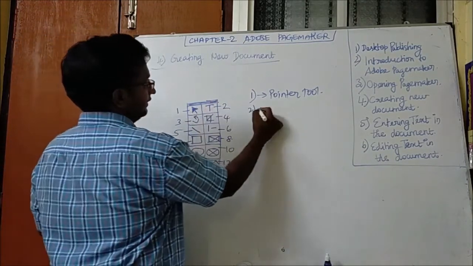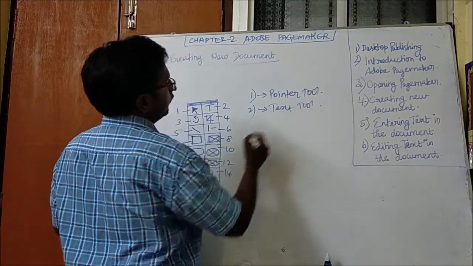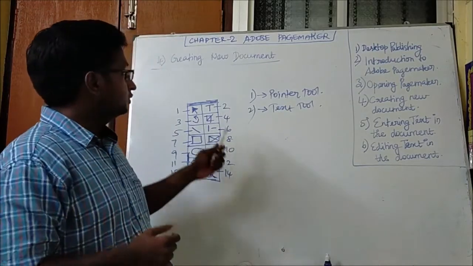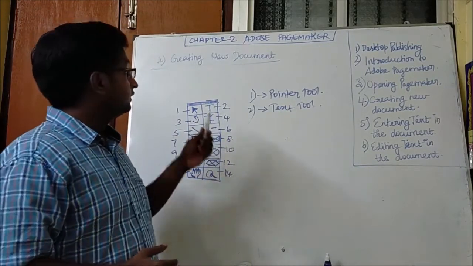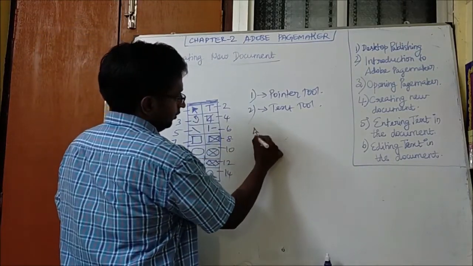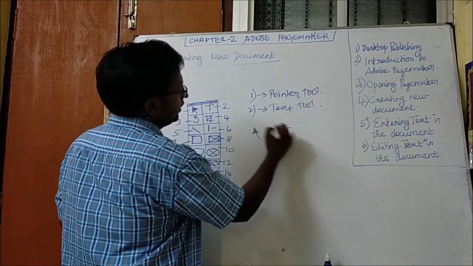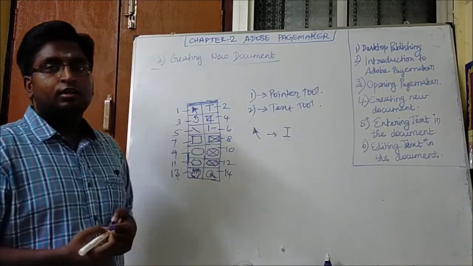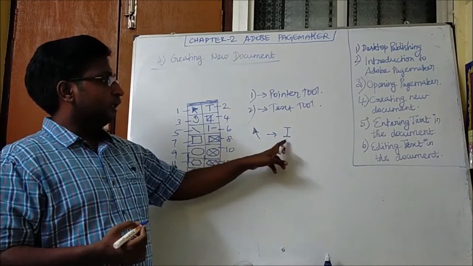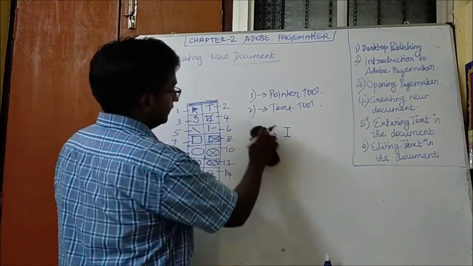So the next one is the text tool. For creating text in a text block, you can use this text tool. By clicking this text tool, the cursor, the arrow mark, will change to an I-beam, a vertical flashing I-beam. It means that you are ready to type the text. So this is the text tool.